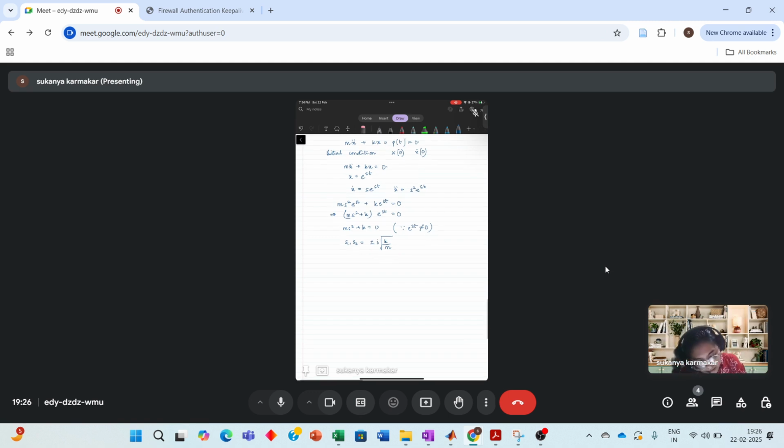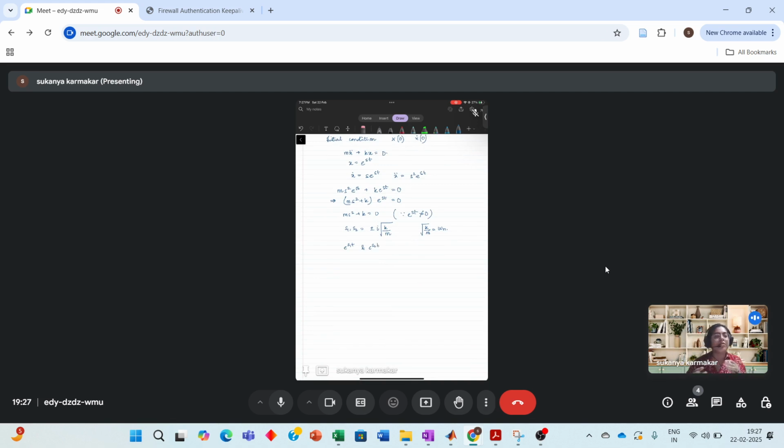Fine. Now let's write under root of k by m is equal to omega n, which later on you'll see is the natural frequency. This is an undamped case, so it is the undamped natural frequency. You have a damped natural frequency as well, we'll see that later on. Now, we see e to the power s1 t and e to the power s2 t. These are two solutions of the differential equation, also known as the two bases of the differential equation. And how can we write down the general solution?